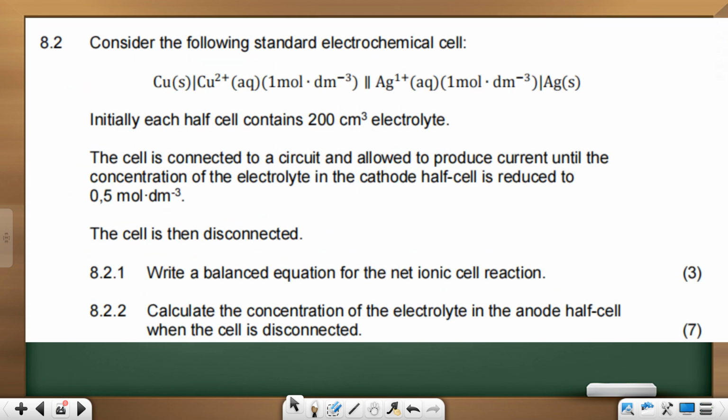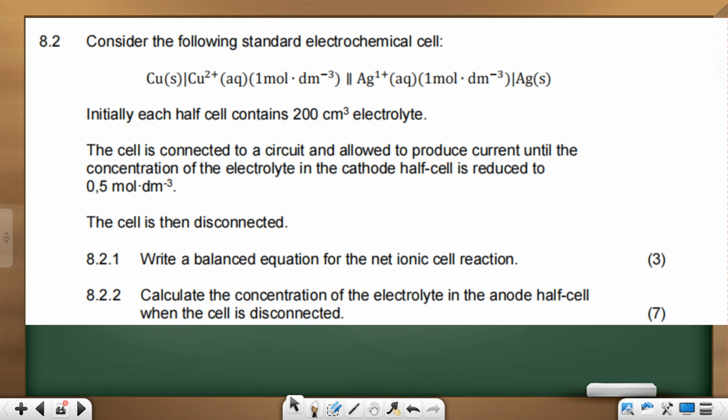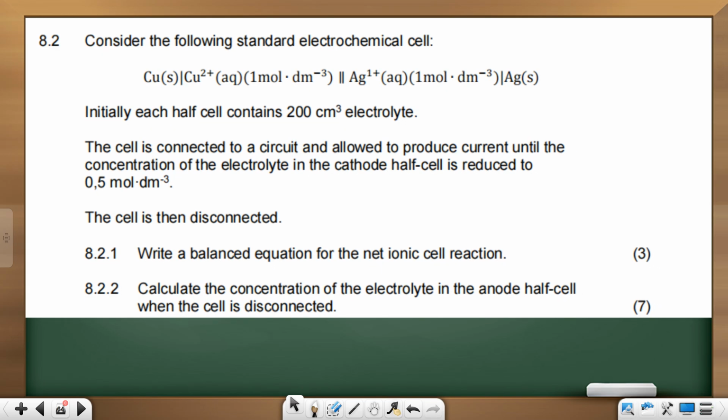I see some dangerous questions here. Let's read this together. 7 marks. Interesting. When I'm doing revisions, I know where to get my stoichiometry of electrolysis, but let's look at this one. It's looking interesting. Let's read together. Consider the following standard equation. What have they given us? Cell notation, right?